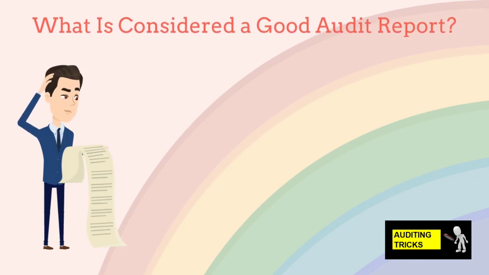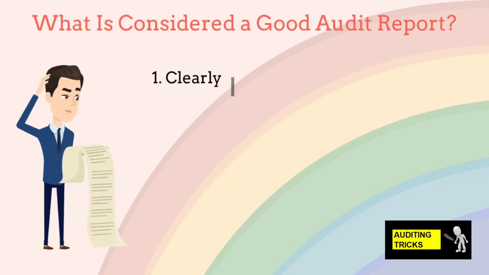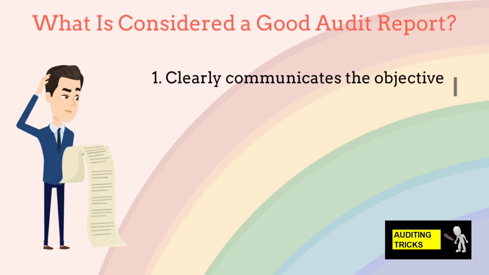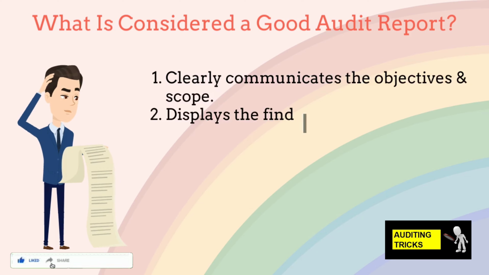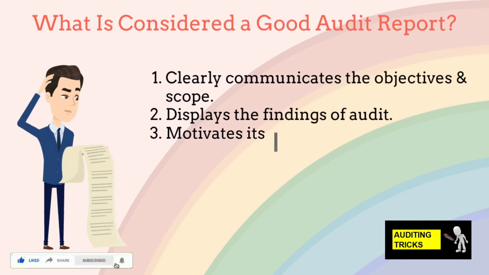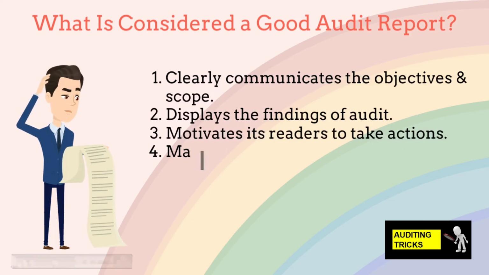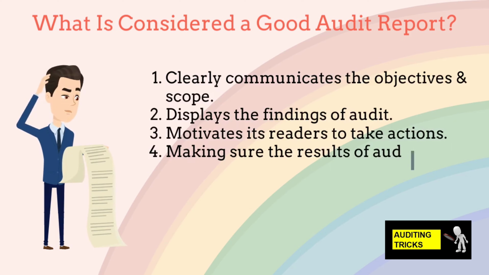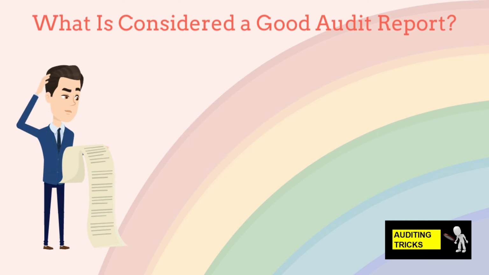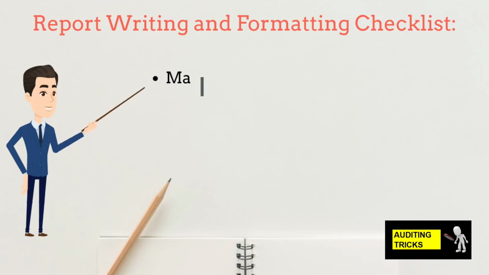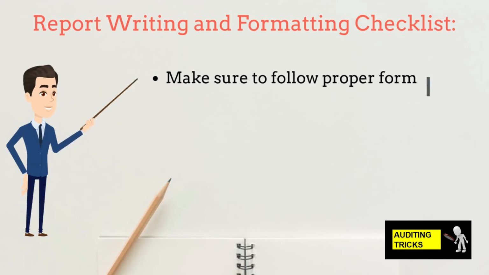What is considered a good audit report? A good internal audit report is one that clearly communicates the objectives, scope, and findings of an audit engagement, and in doing so, motivates its readers to take internal audit's recommended actions. An effective audit report is essential to make sure the results of your audit are presented in a way that is useful to the party receiving the audit. When you are polishing up your audit report to send to the management, make sure to follow proper format before you send it out.